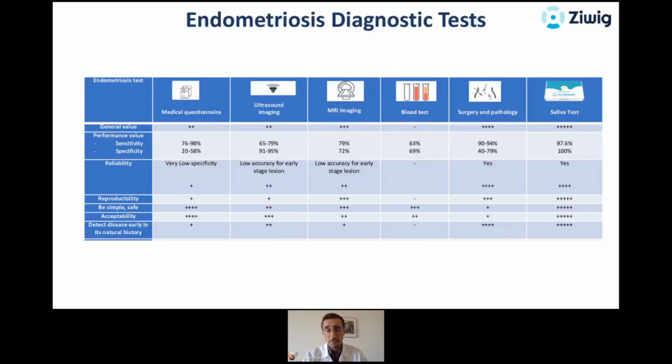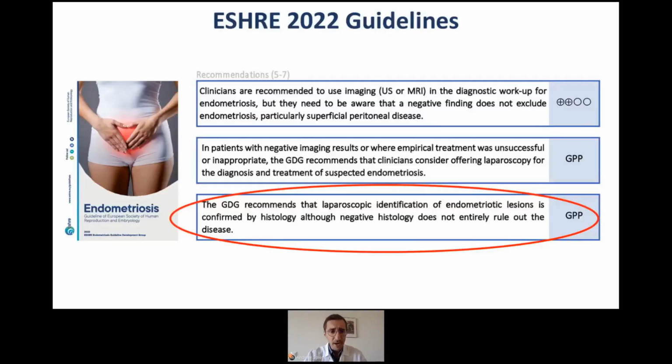So, as we can see, low accuracy for early stage lesions with imaging testing. And this will bring us to blood work. And blood work, as you can see, has low sensitivity and specificity. And finally, we have surgery, which is an option which does have a fantastic sensitivity and specificity and is often recognized today as being the gold standard in complex cases. However, guidelines have recently stated that even in the presence of negative histology, one cannot entirely rule out the presence of disease.